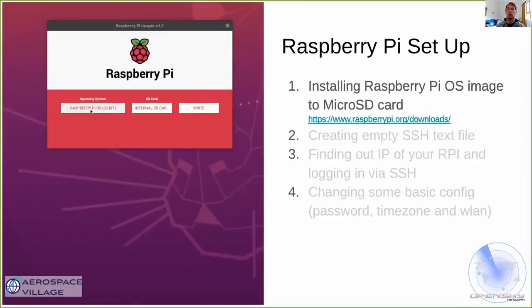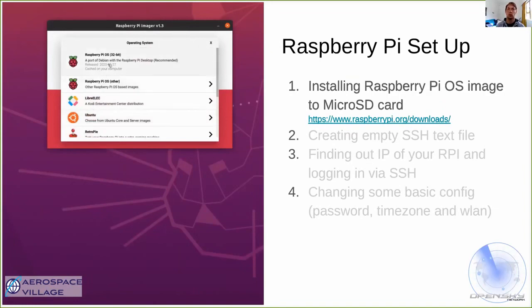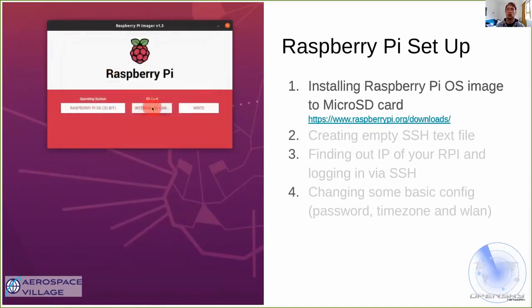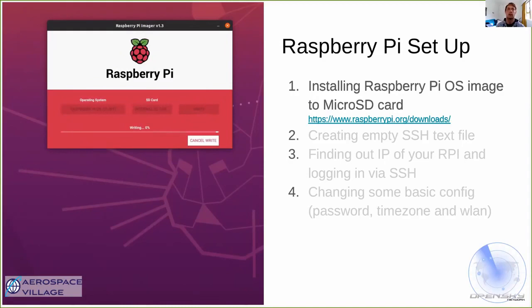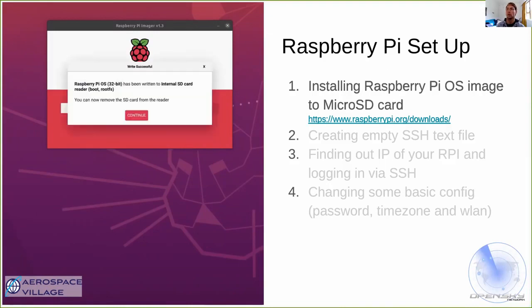On a PC or laptop that has an SD card reader, install a Raspberry Pi OS to the micro SD card. We are using Imager that is available from the Raspberry Pi download section. So first we choose the operating system as Raspberry Pi OS 32 bits and the SD card that we want to install it on, and then press write.